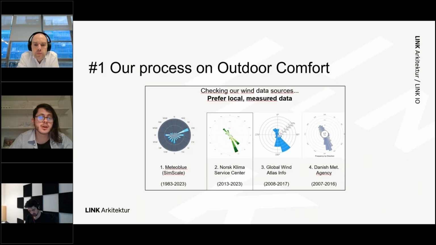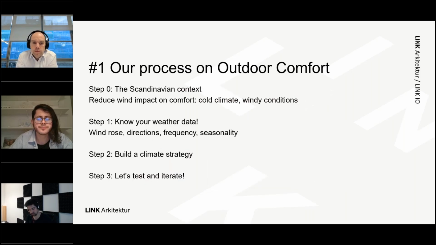So our process in outdoor comfort, we have talked about in a previous SimScale webinar in more detail on all the steps that we take in outdoor comfort, but to give a good idea, here we have the steps that we start with. First, understanding the Scandinavian context and how we work to create urban comfort here. And then starting to get to know the weather data, build up a climate strategy, and then testing and iterating through our models within a Rhino Grasshopper environment.